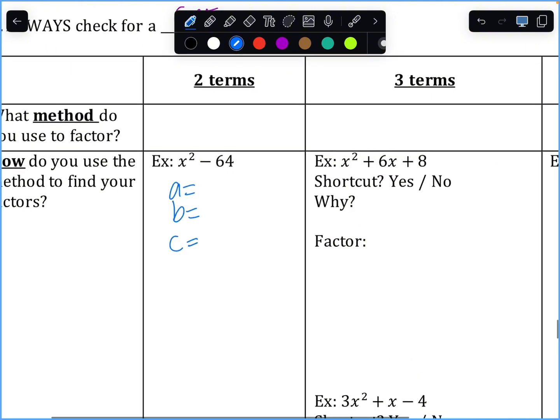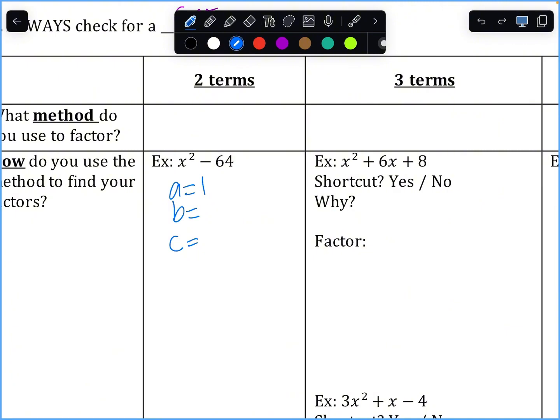A value is x squared. Raise your hand when you know. A value is 1. Yes. Oh, A value is 1. There's only one of the x squared tiles.